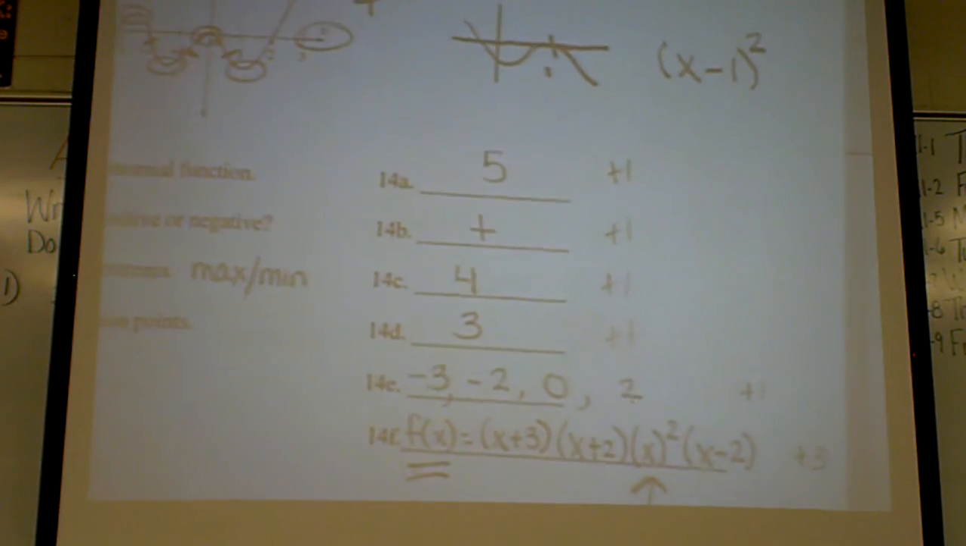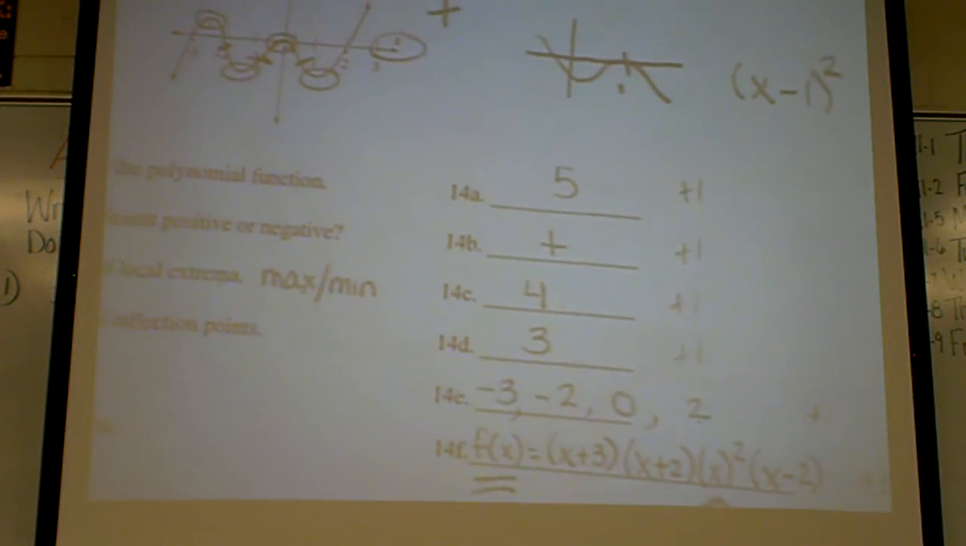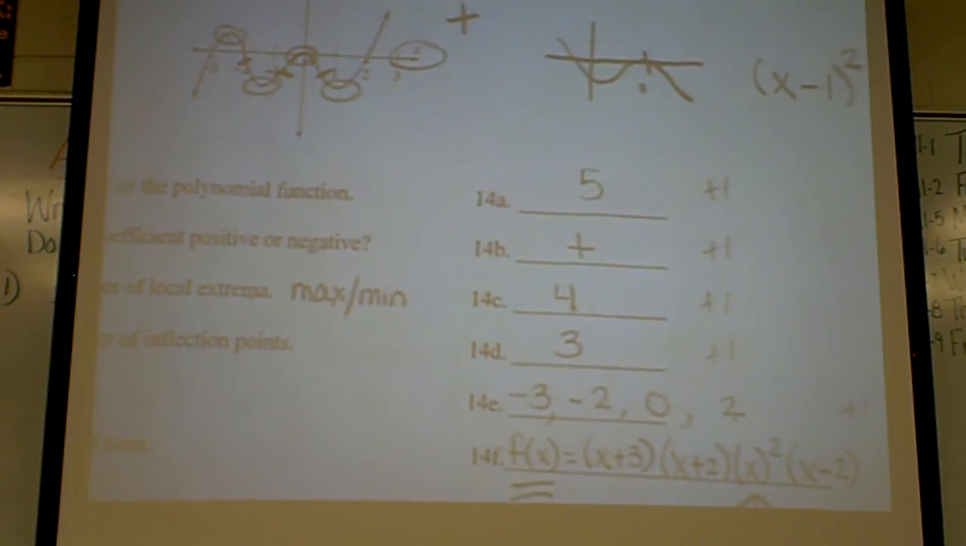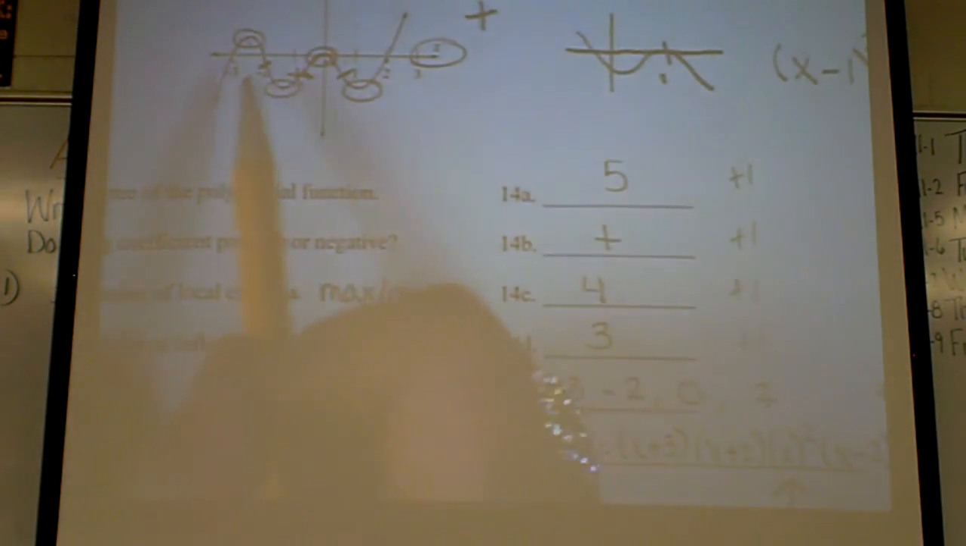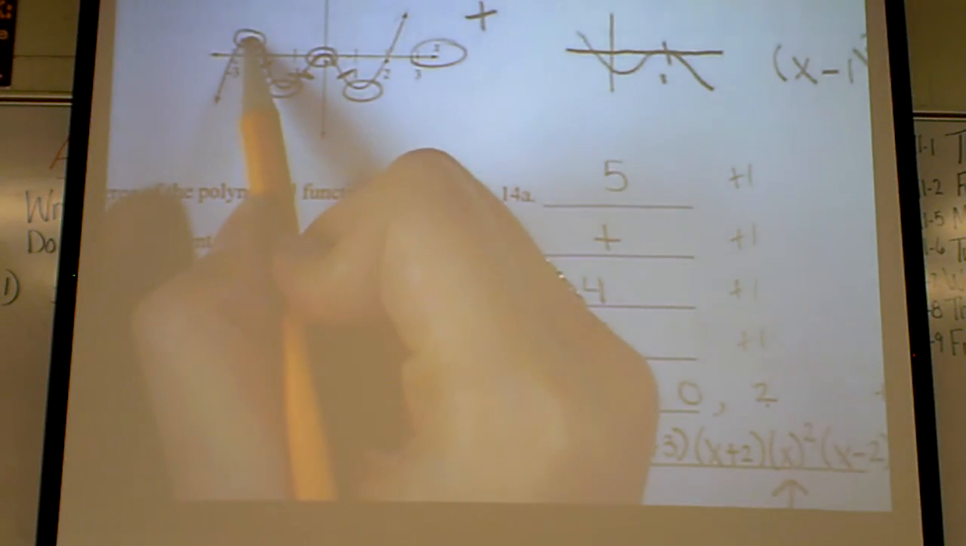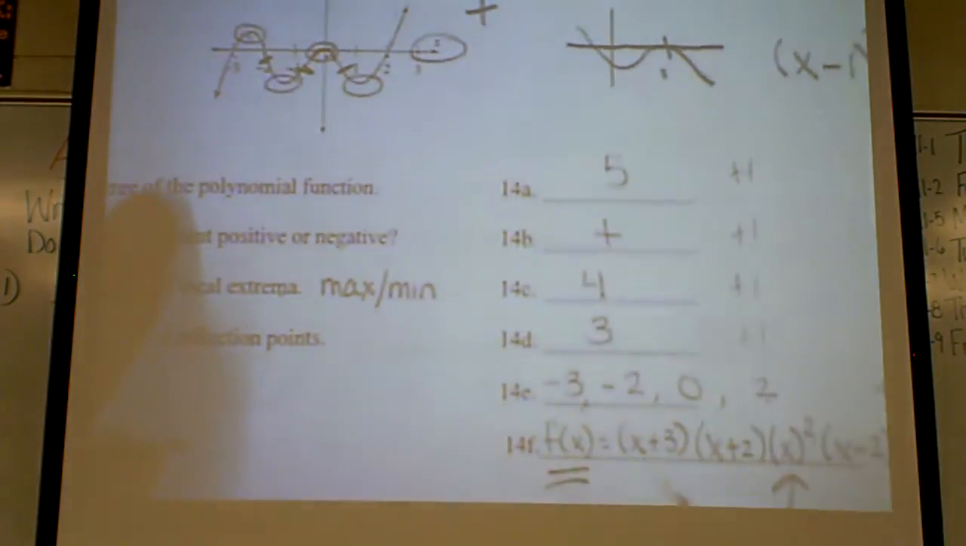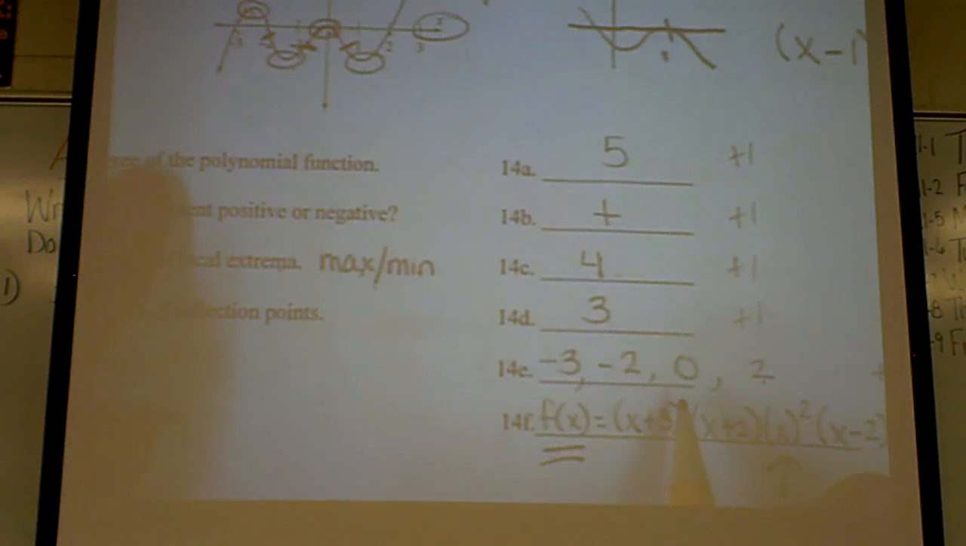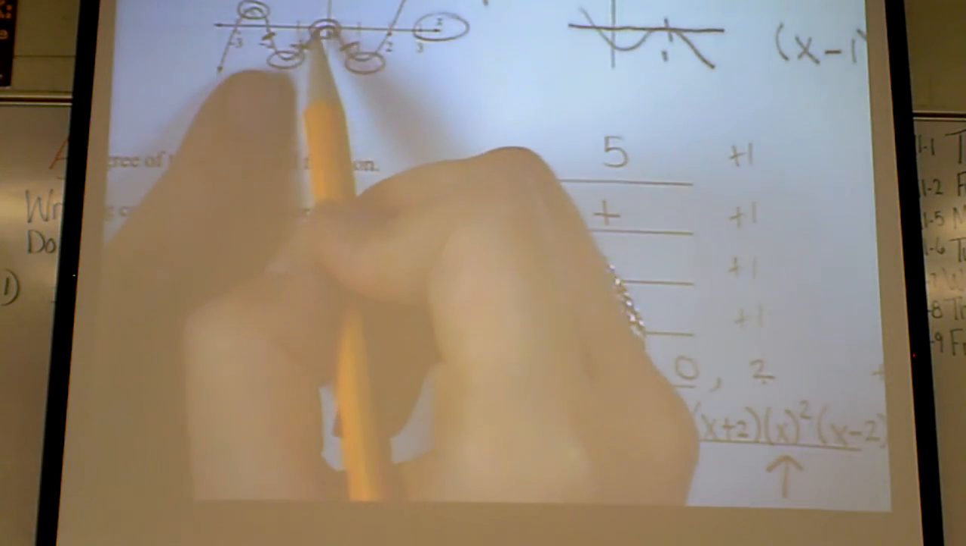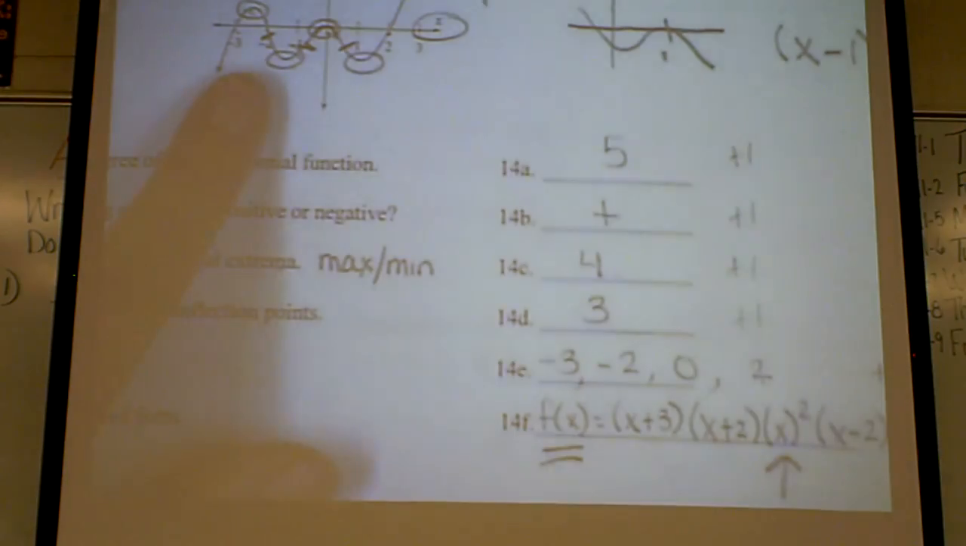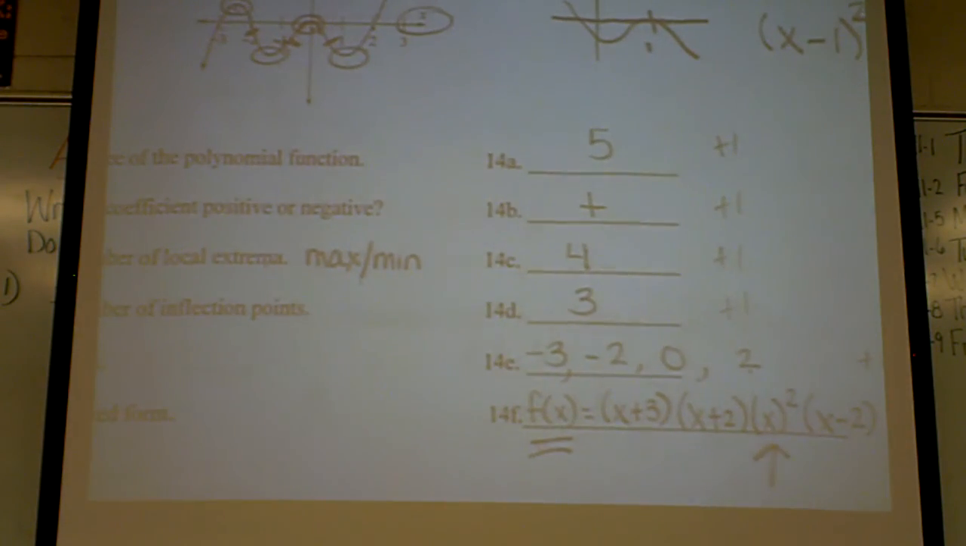You can't square any of them. This, you have to look at, if it crosses, it's odd. So the exponent over here has to be an odd number. Over here, at 0, it touches, so it's even. The exponent has to be an even number, so that's why we squared that one.